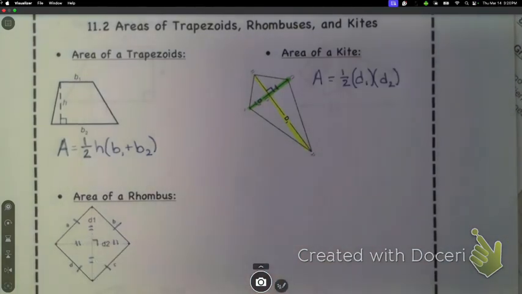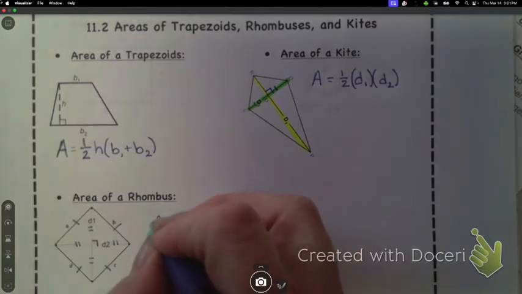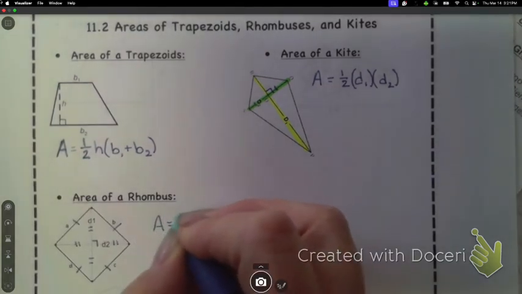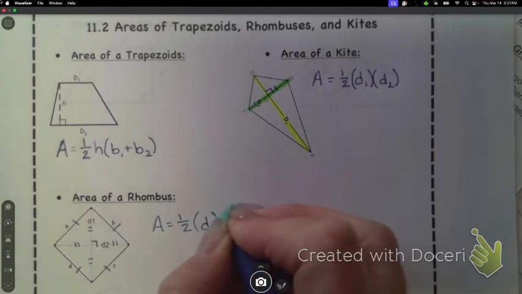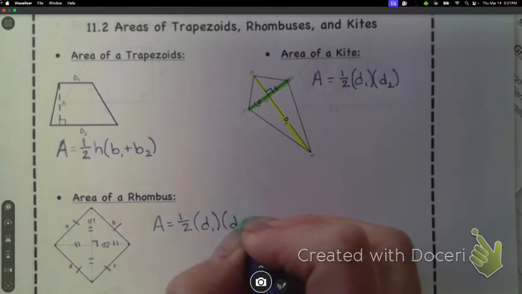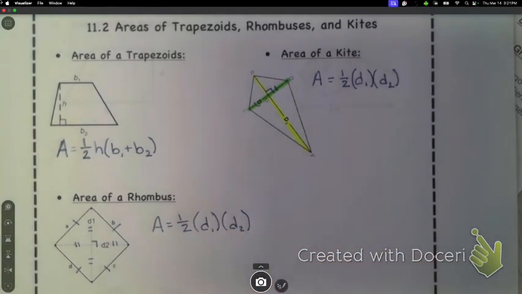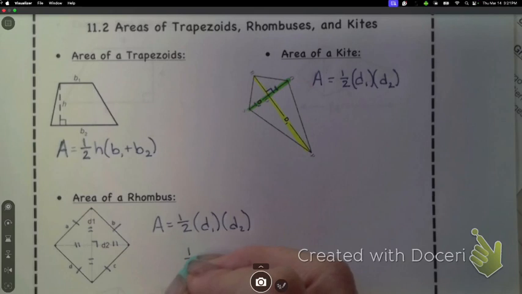So would these formulas be any different then? No, they aren't. It is 1/2 diagonal 1 times diagonal 2. Well, diagonal 1 and diagonal 2 are congruent, yes? So if I really wanted to, could I put 1/2 d1 squared? Yeah.